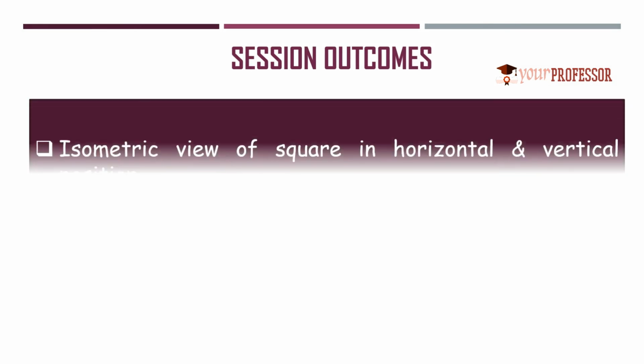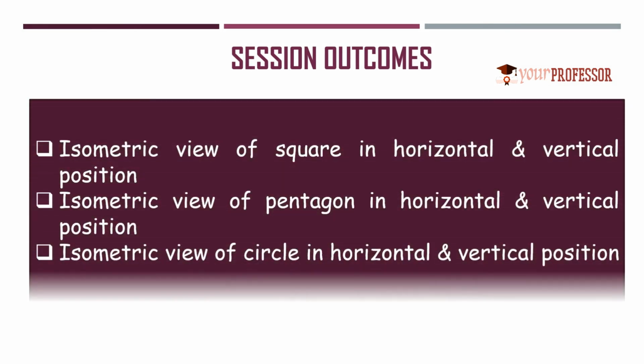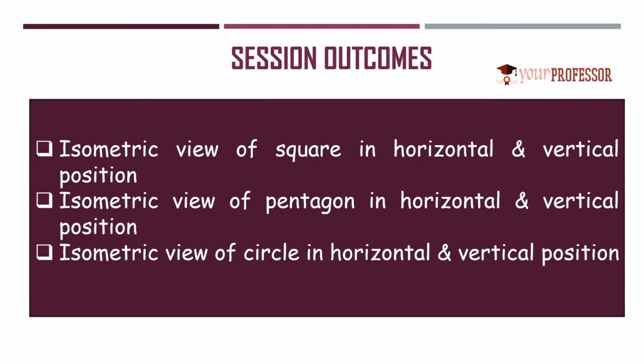In this session, let us see the isometric view of three different objects, square, pentagon and circle, both in horizontal position and vertical position.